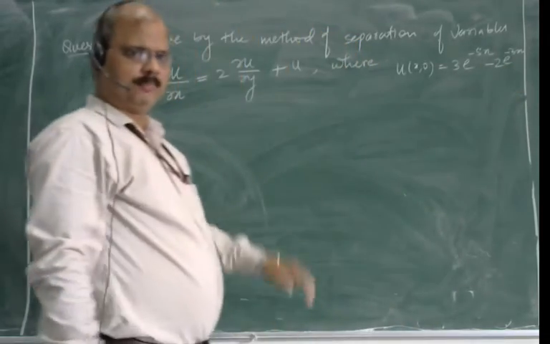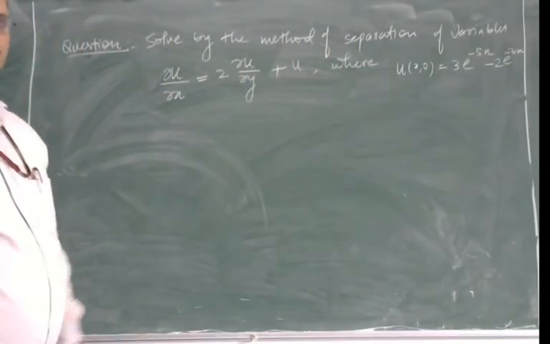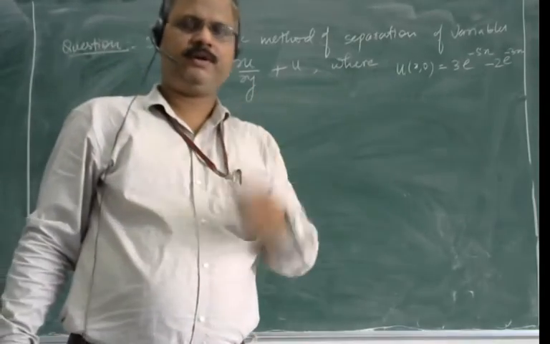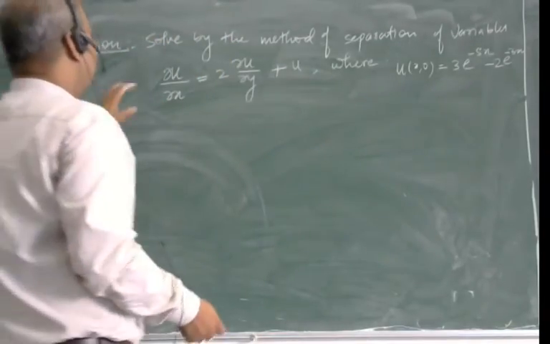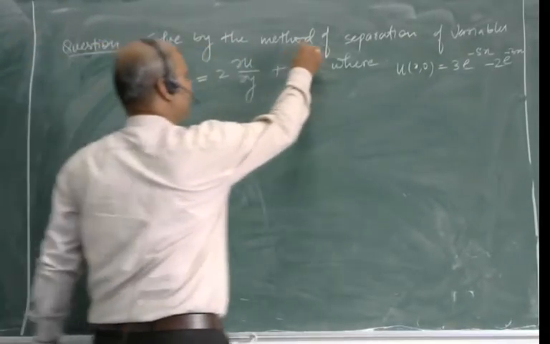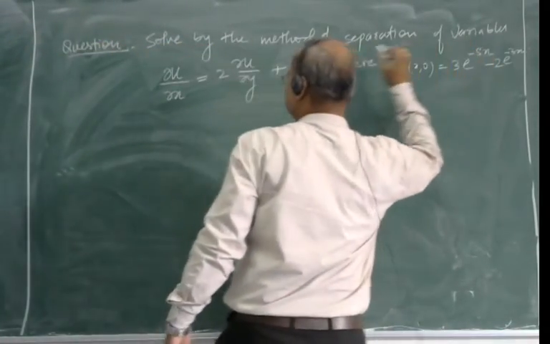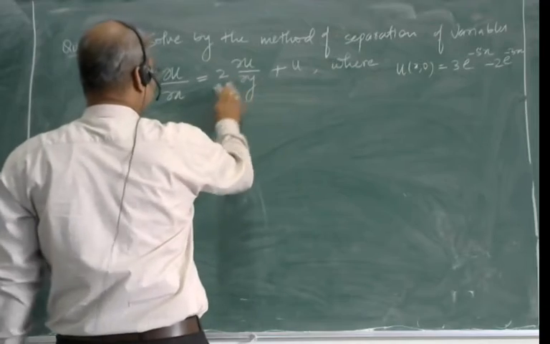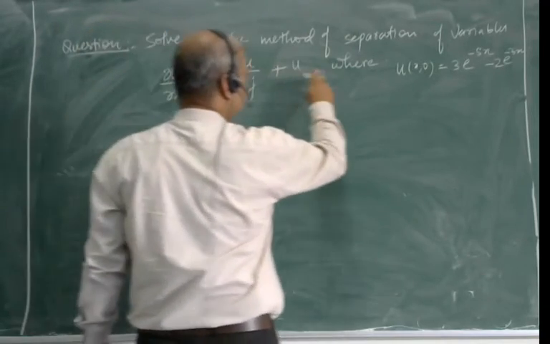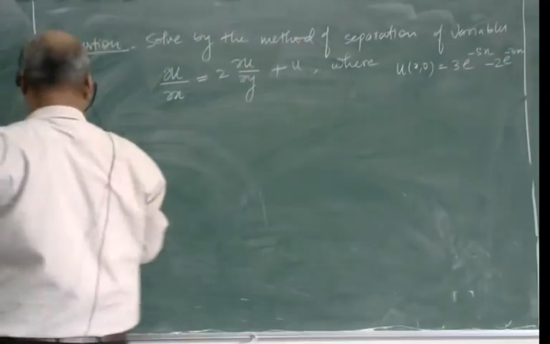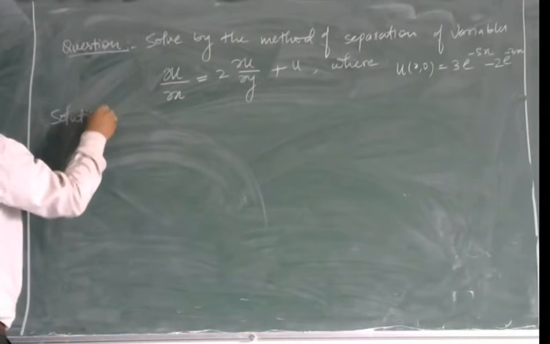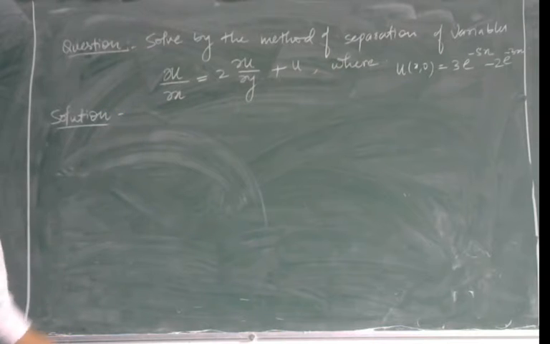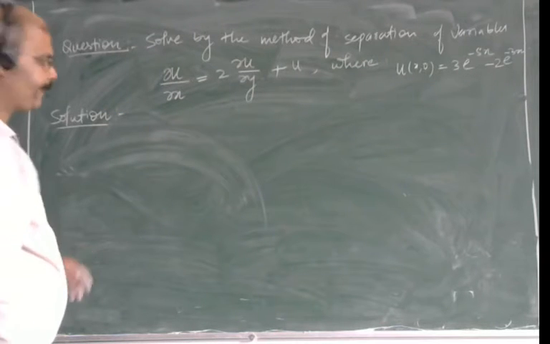In the previous problem there was only one term, but in this video lecture there are two terms. Solve by the method of separation of variables: del u by del x is equal to 2 del u upon del y plus u. How to solve? Let us see. The solution will be of this type.